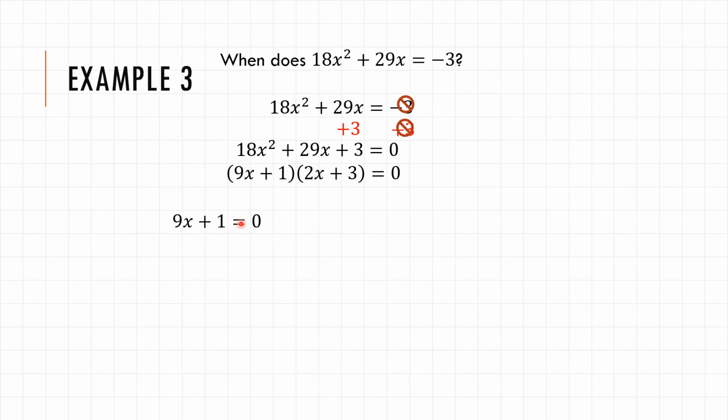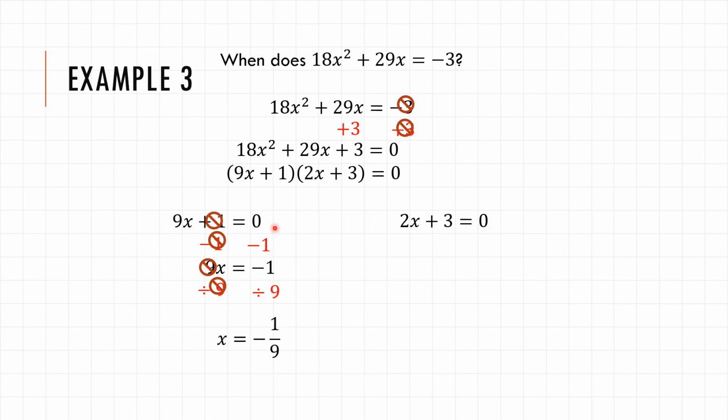9x plus 1, when does that equal 0? It's really difficult for me to guess the number here. So I'll just make it equal 0 and I'll start to solve. And I'll do the same thing for this one over here. So if I subtract 1 from both sides, I get 9x equals -1. And if I divide both sides by 9, I find out that x equals -1 over 9. That's one of my solutions.